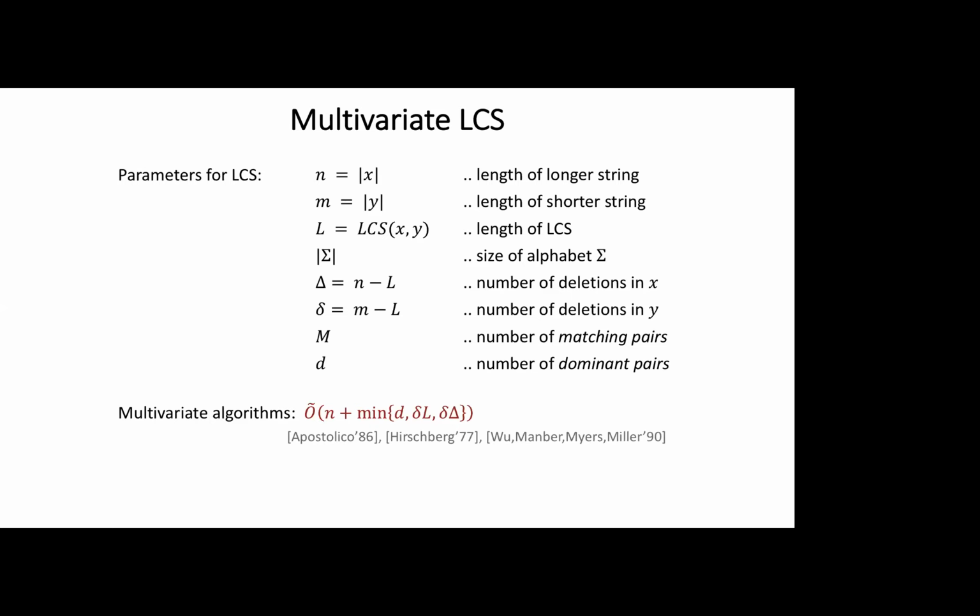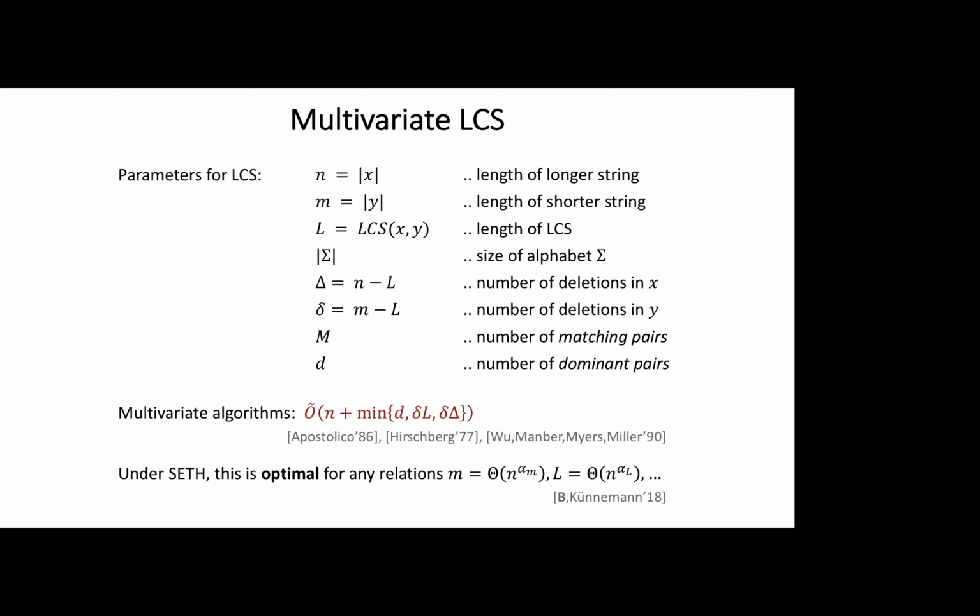Actually, the three fastest algorithms have this kind of running time here. So up to log factors, there's an algorithm by Apostolico running in time n plus d. There's an algorithm by Hirschberg running in time n plus little delta times l. And an algorithm by Wu, Manber, Myers, and Miller running in n plus little delta times big delta. And these three algorithms are incomparable. So for different settings of these parameters, different of these algorithms are better. So you should always run all these three in parallel if you want the optimal asymptotic running time.